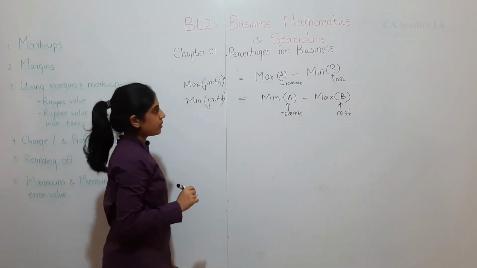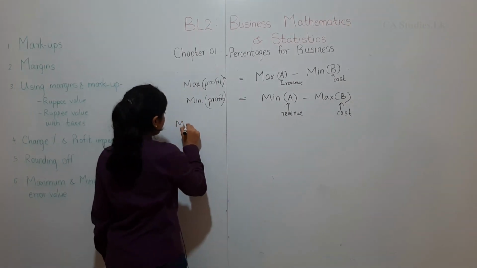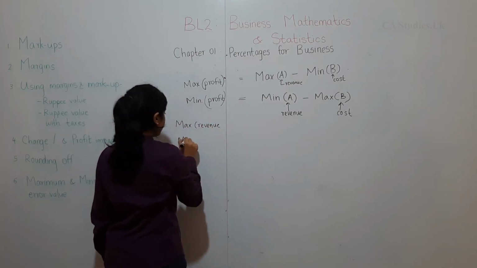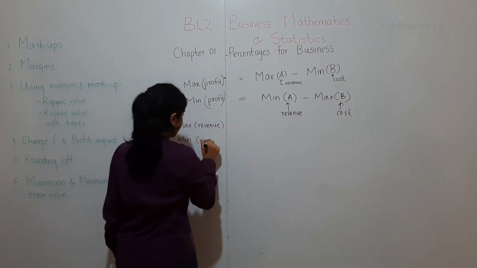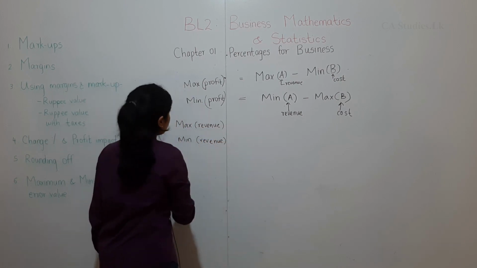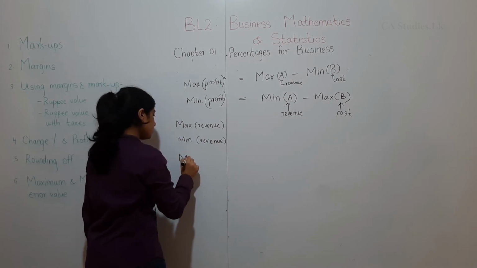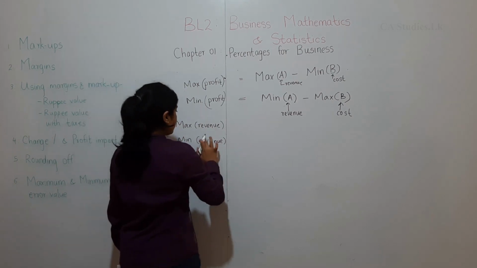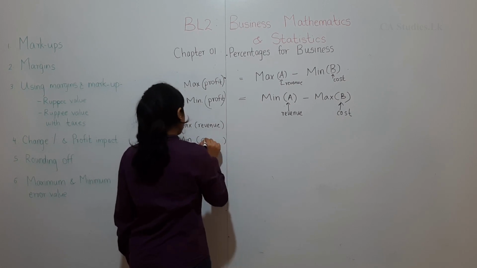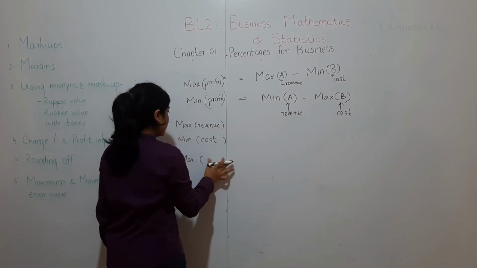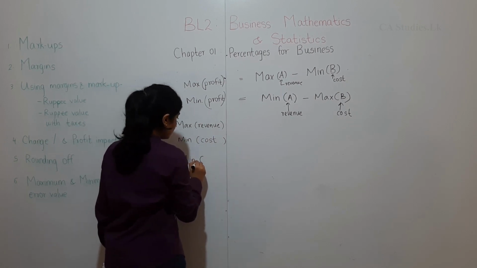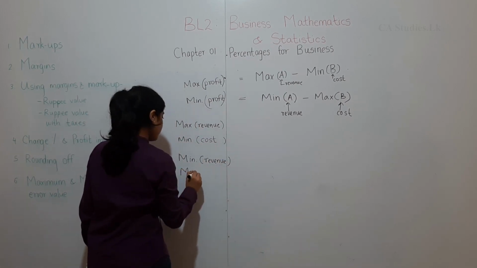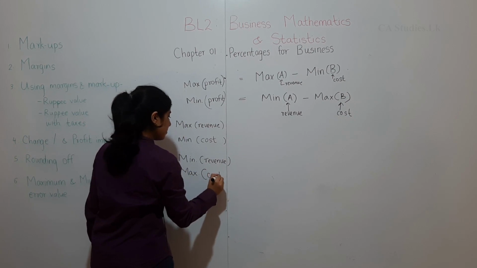Now, let us calculate the maximum revenue and the minimum revenue. Maximum revenue, minimum revenue, maximum cost. Now let me put minimum cost here. It's easy. Minimum cost, then again minimum revenue and the maximum cost. Right?